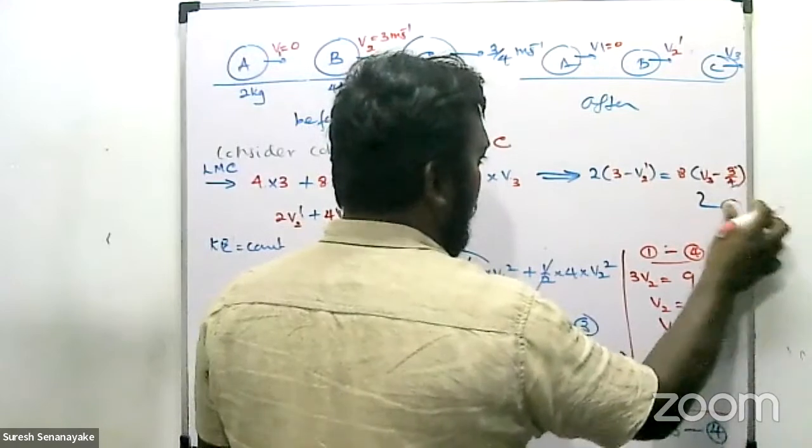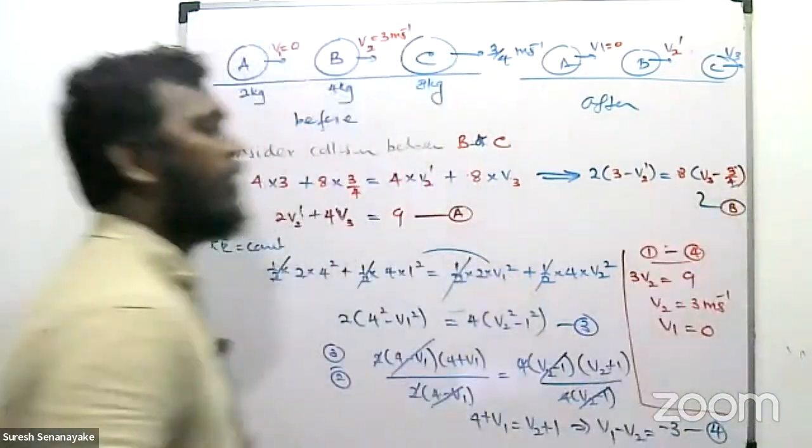Otherwise it's much more difficult to simplify, right? It's B.